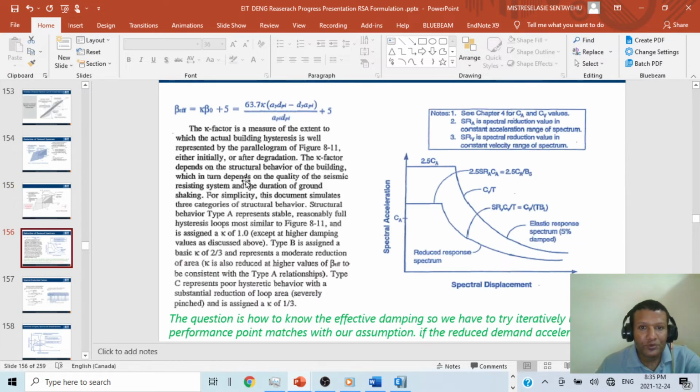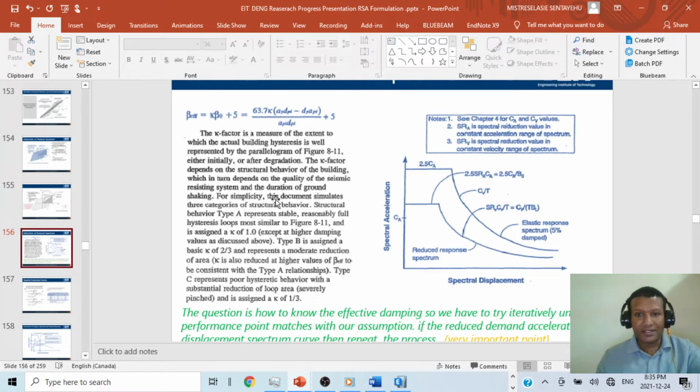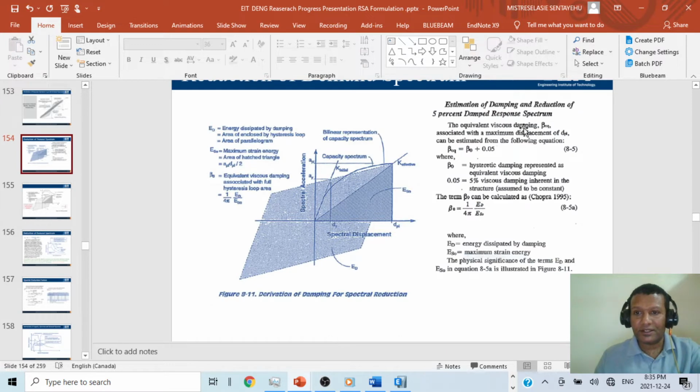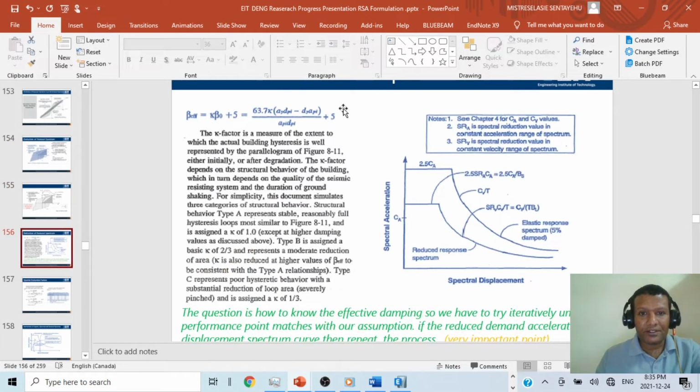So when we come to here, using these 2 points, DPI, API, 63.7 K over API DPI plus 5. This is the formula, you see. The K factor is a measure of the extent to which the actual building stresses were represented by the parallelogram of figure 8.1. The bottom line, at the end of the spectrum, what we need is this formula now, the equivalent viscous damping.